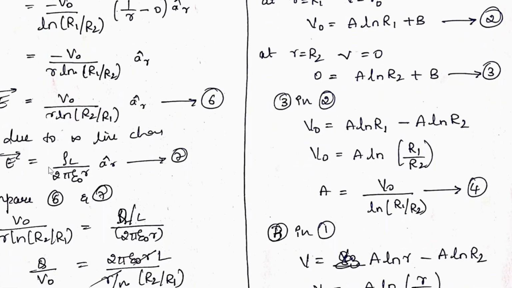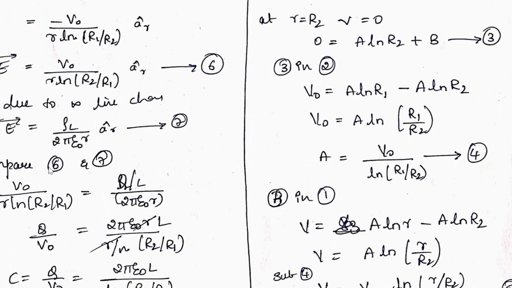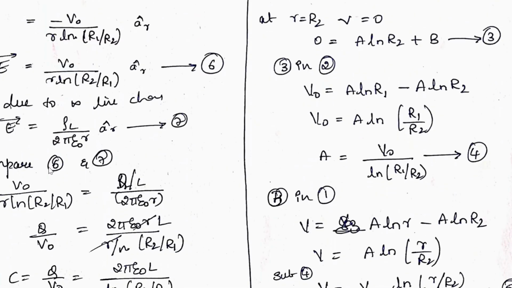Finally, what you have to do is find the electric field due to the infinite line charge. We know the equation: it is rho L divided by 2 pi epsilon naught R into AR cap. Compare the 6th and the 7th equation. You will get V0 divided by R ln of R2 by R1, which is equal to Q by L divided by 2 pi epsilon naught R.